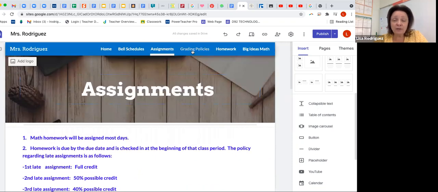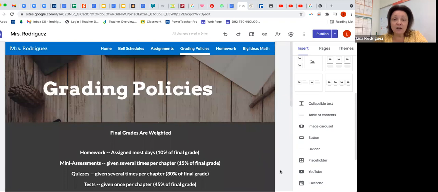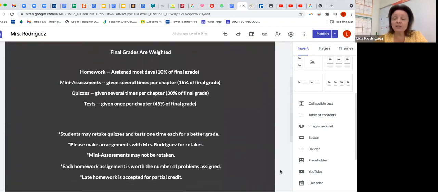And as far as my grading policies, my grades are weighted. So we have four different categories. Homework is worth 10% of their grade. Mini assessments would be little, quick, I don't know, 5 or 6 minute quizzes, if you will, at the end of a section, just to check for understanding. And those are worth 15% of their grade. Quizzes, normally given twice per chapter, perhaps more, are worth 30%. And tests, usually once per chapter, perhaps twice, depending upon the content and the size of the chapter, are worth 45% of their final grade.